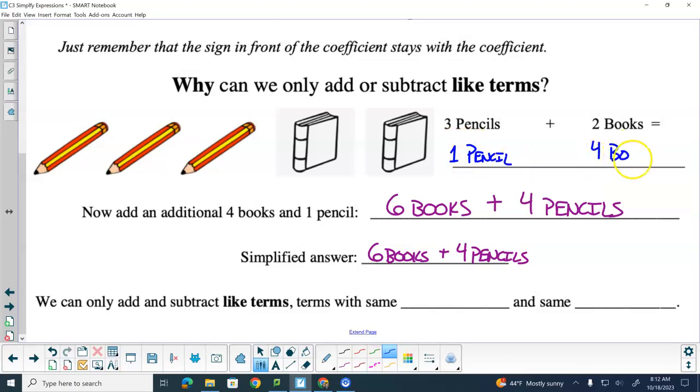Like terms have the same variable and the same exponent. This is just a refresher here. Same exponents and same variables. It's not an or, it's an and. It's both. Okay? Let's go on to number 1.